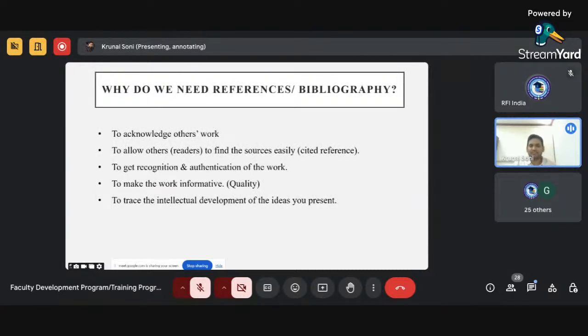So why do research? I think we have done enough discussion to provide credit to the other researchers and to give recognition to that particular person for his authentic and excellent work. And to make your work more informative, once your paper has been published, you are making this platform open for future researchers. If they want to take an idea from the same topic of research that you have already done, they can always cite your paper, right? So that's where you are making your information available to future researchers.